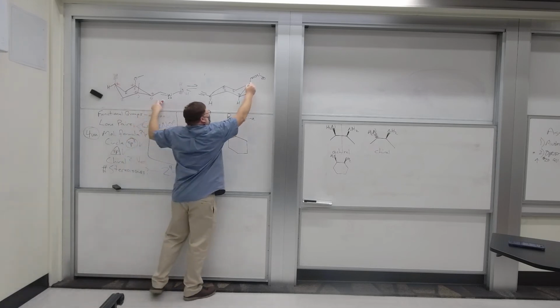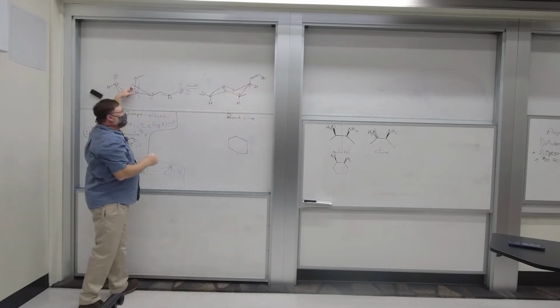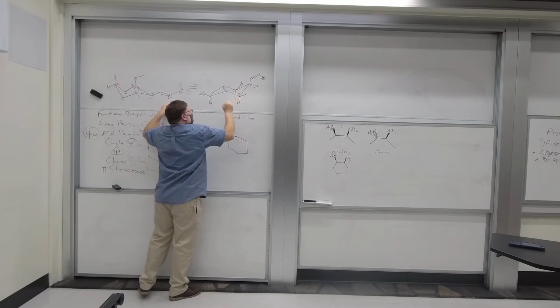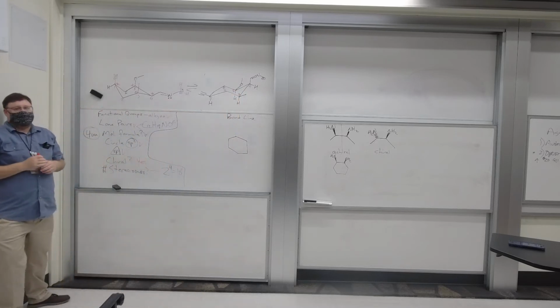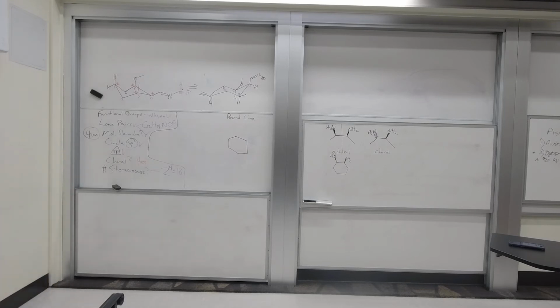H is still down. And then you've got a methoxy group on 5. It's going to be up. H is down. So there's the chair flip. The chair itself has to flip, but you're not flipping it over. It's a conformational change.